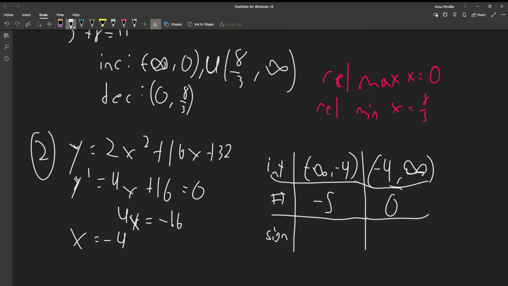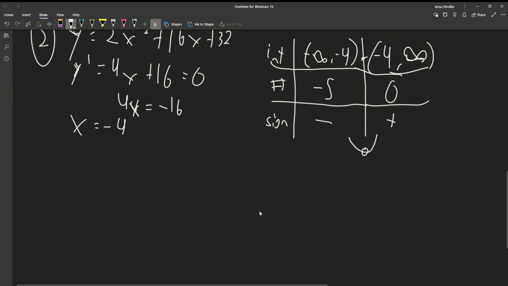So when we plug in -5 to the derivative, we would get -20, because -5 times 4 is 20, as we know, but it would be negative, and then plus 16, which means we would end up with -4, which means it would be a negative. Plug in 0, and you get positive 16, which means it is a plus. That means the function at one point goes like this. It decreases, so that means our point of -4 is at a relative min.